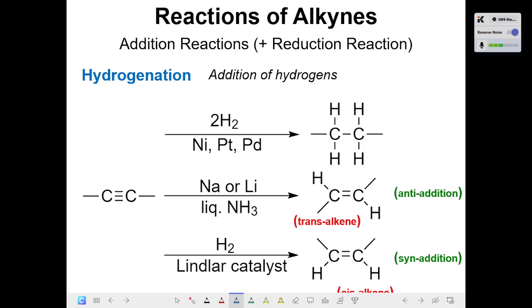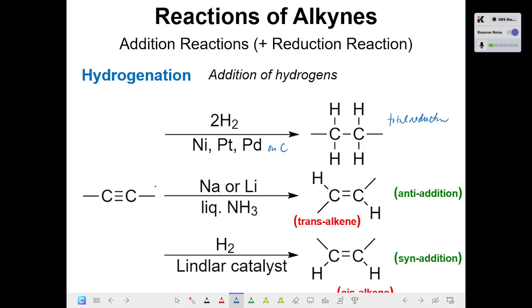addition reactions pa din, but this time, we call this your hydrogenation. So, when say hydrogenation, this is the addition of hydrogens. So, what I'm showing here in this slide are just the general reactions. So, you have your alkyne, your triple bond. The first reaction is, meron ka nung two hydrogen gas, in the presence of your nickel, platinum, or palladium on carbon. So, yung ating metals ay nasa surface ng carbon. It will result to the total reduction.